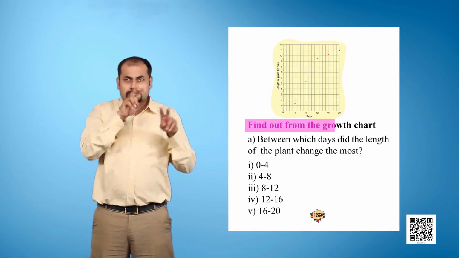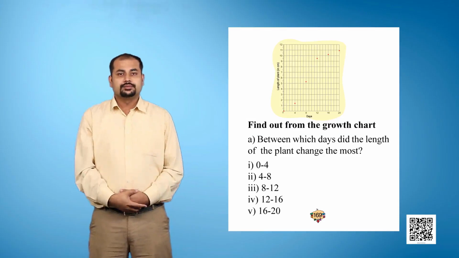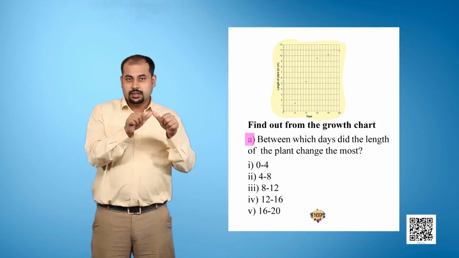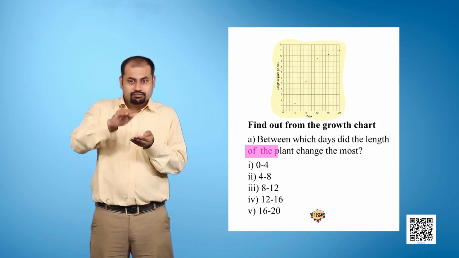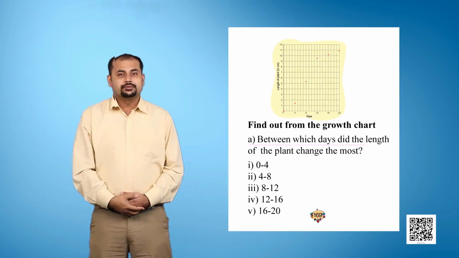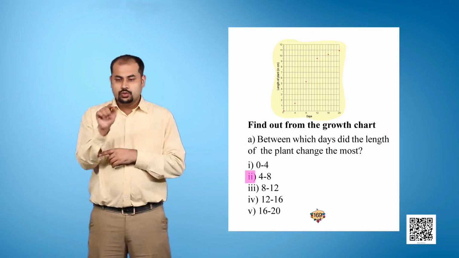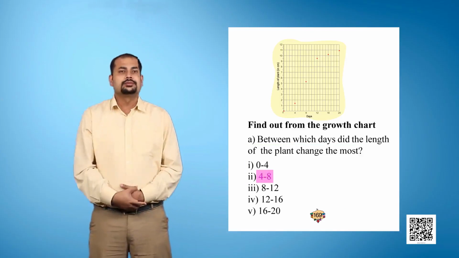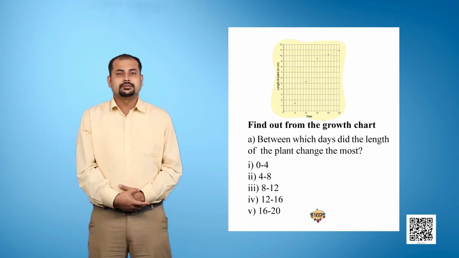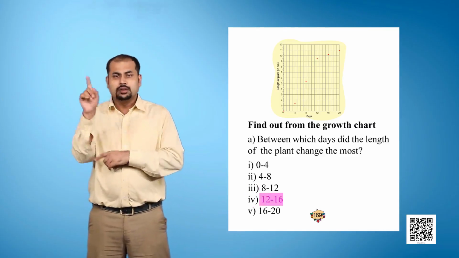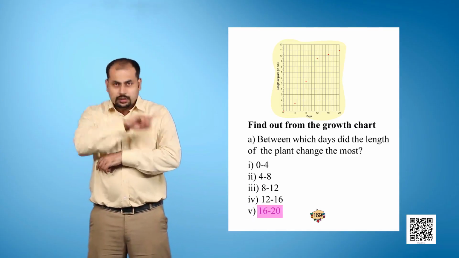Find out from the growth chart. A. Between which days did the length of the plant change the most? 1. 0 to 4. 2. 4 to 8. 3. 8 to 12. 4. 12 to 16. Or 5. 16 to 20.